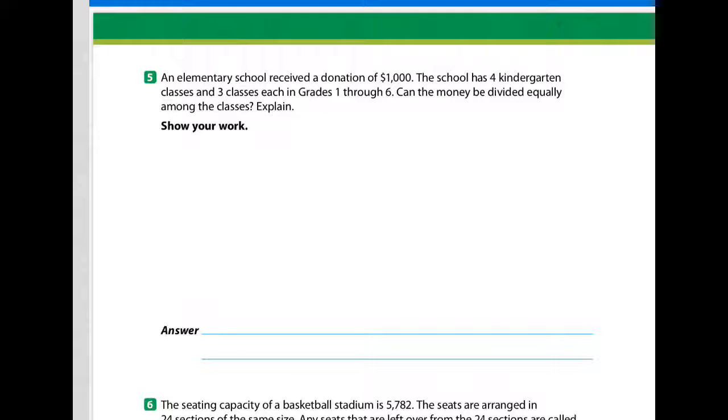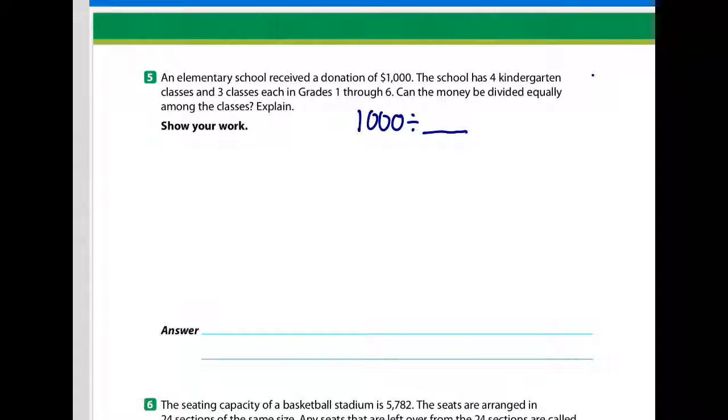91 says, an elementary school received a donation of $1,000. The school has 4 kindergarten classes and 3 classes each in grades 1 through 6. Can the money be divided equally among the classes? Explain. All right, so there's $1,000 being split up by something, okay? So we have to figure out how many classes there are.